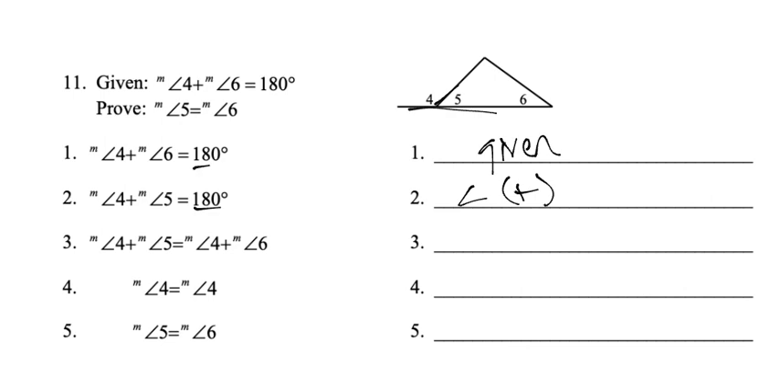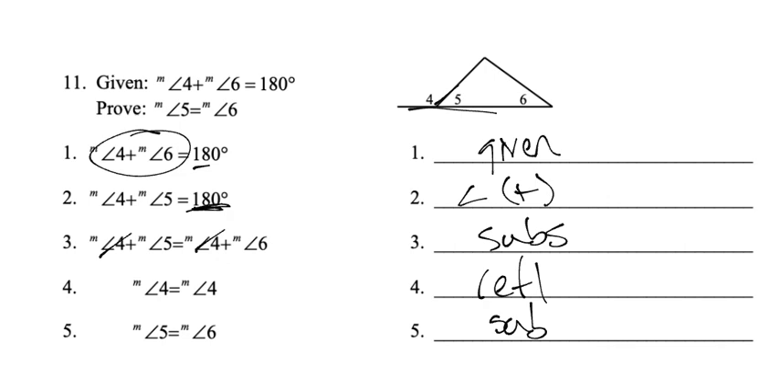Otherwise, at this point, I have two 180s. So I can do some kind of substitution, right? So I'm just going to throw in this 4 plus 6 for this 180, and that's my next line, so that's a substitution. And then I got a reflexive, 4 is equal to 4. And again, why do I bring that in? It's so I can take it out. So I got to subtract, and again, a lot of times I'll just put a minus. Maybe you need to put SUBT at least to know it's subtraction, not substitution. But that's how I get to that 5 equals 6.